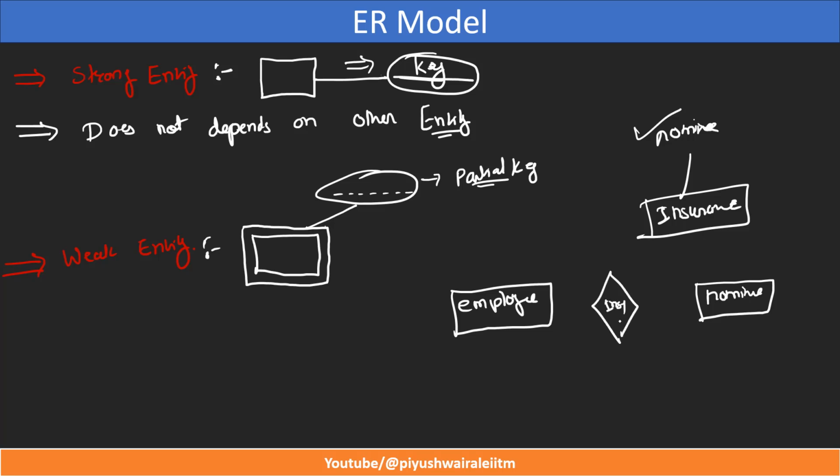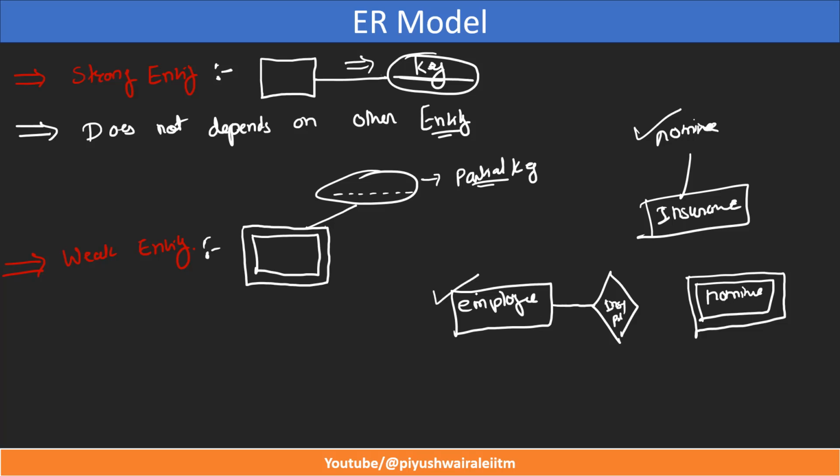Now what I'm saying, this nominee entity exists only when there is an employee, right? Only when an employee purchases an insurance, then only this nominee will come, right? Because nominee cannot exist on its own. It is not possible that we have a nominee, but we don't have a corresponding insurance for the employee. So this nominee will exist only when someone takes the insurance, right? So that is what a weak entity set is. This is a weak entity set. So nominee is a weak entity set because it completely depends on this particular employee.